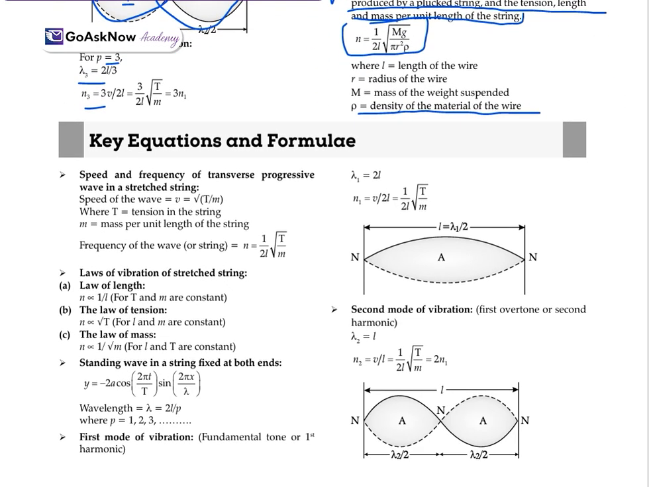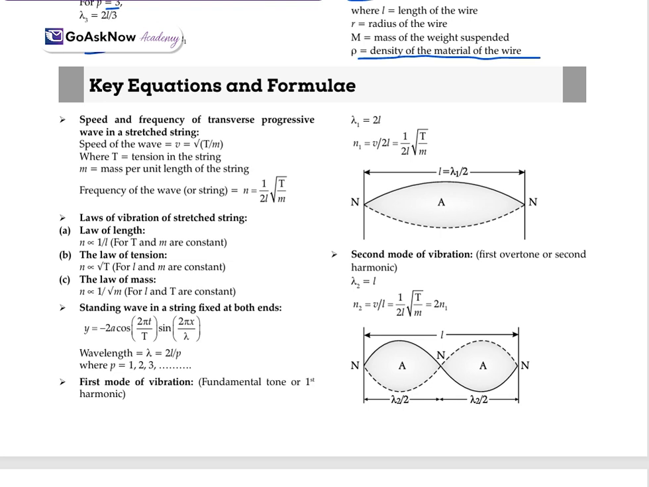Now, from this, we got some key equations and formulas. The speed and frequency of the transverse progressive wave in a stretched string: the speed of the wave is v equal to square root of T upon m, where T is the tension in the string and m is the mass per unit length of the string. The frequency of the wave in the string is n equal to 1 upon 2L times square root of T upon m.